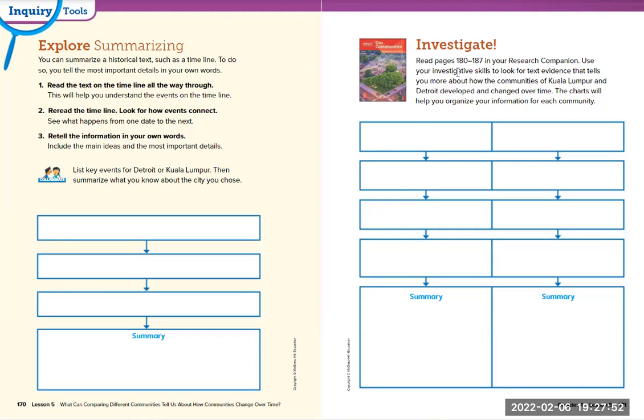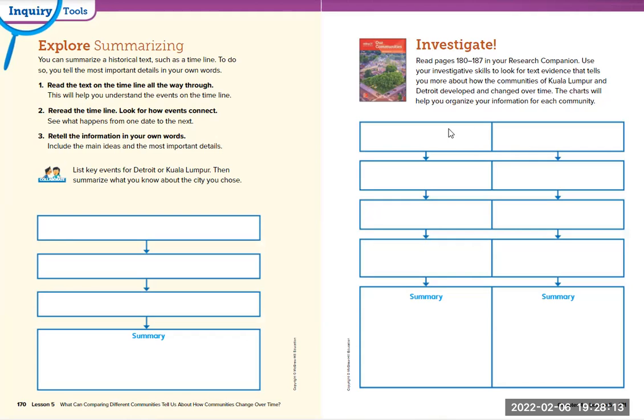Now we're going to get started on the investigate page. And we're going to be reading from your textbooks, pages 180 to 187. And then we're going to be looking for text evidence that tells us about how communities of Kuala Lumpur and Detroit developed and changed over time. The charts will help us organize your information for each community.